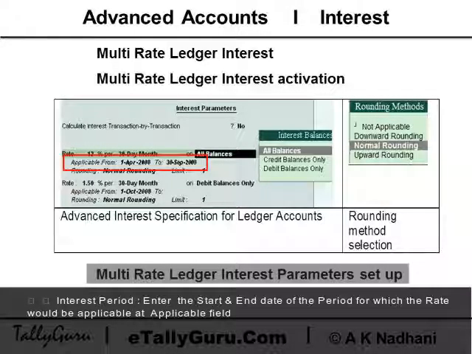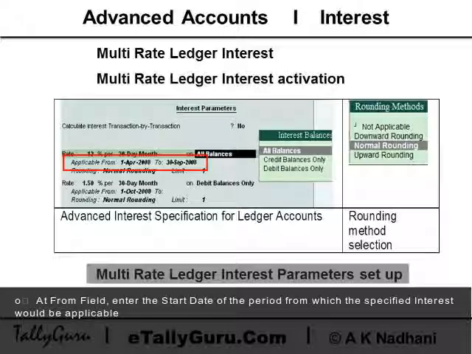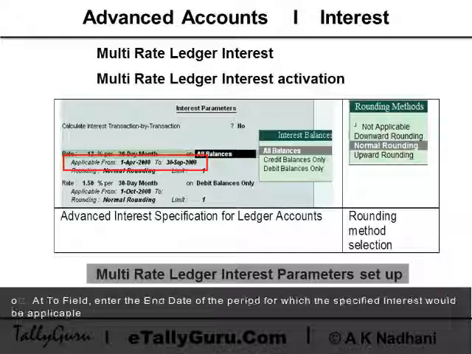Interest period. Enter the start and end date of the period for which the interest rate would be applicable at the Applicable field. At From field, enter the start date of the period from which the specified interest would be applicable. At To field, enter the end date of the period for which the specified interest rate would be applicable.